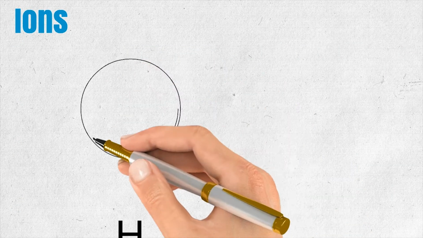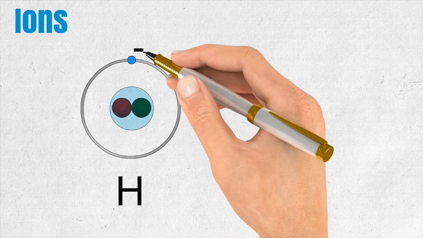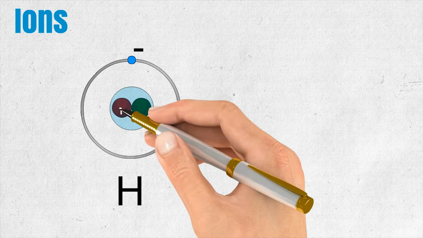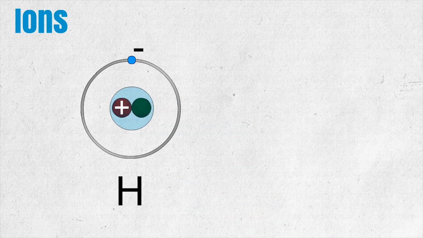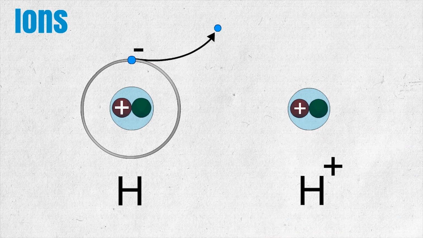Now let's take a look at ions. Ions are atoms that have a charge. We will take hydrogen as an example. Hydrogen has 1 negative electron and 1 positive proton. These charges cancel out, leaving it with no overall charge. If hydrogen loses its electron, it will be left with its single positive proton and therefore have an overall charge of +1. We call positive ions cations.